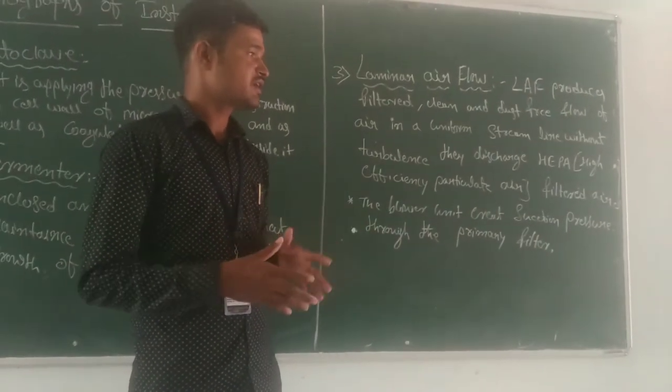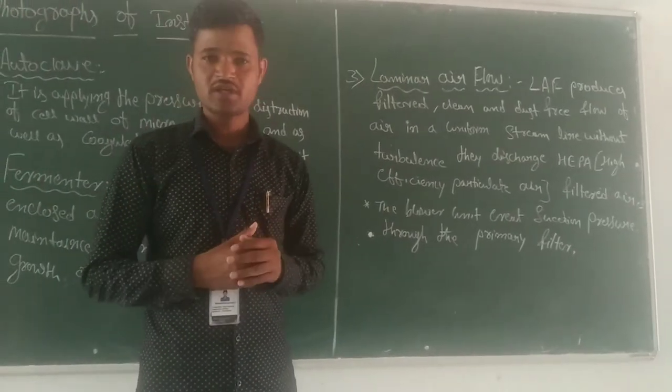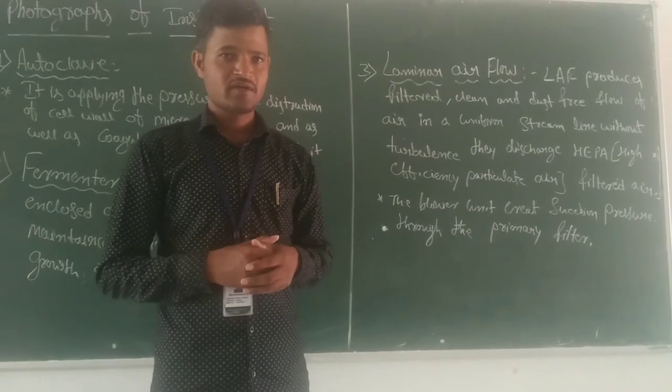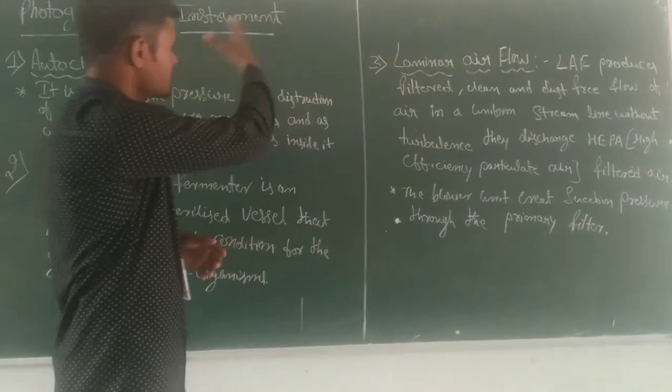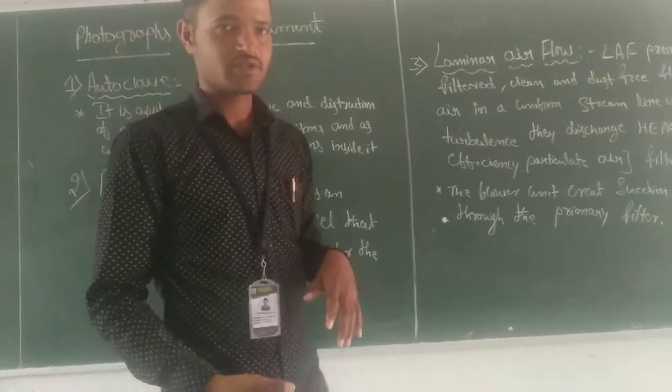These are the instruments used in the laboratory, in the plant tissue culture method and biotechnology method. So these are the laminar airflow, autoclave, and fermenter pictures. That's enough. This is an autoclave, used as a sterilization process. This is a fermenter, used as a fermentation process. This is a laminar airflow, used in the tissue culture method.